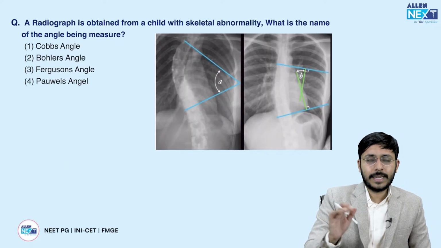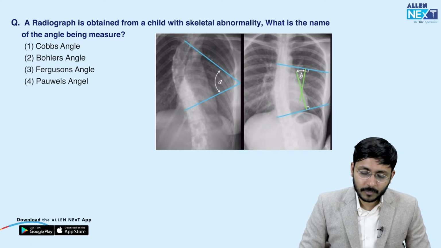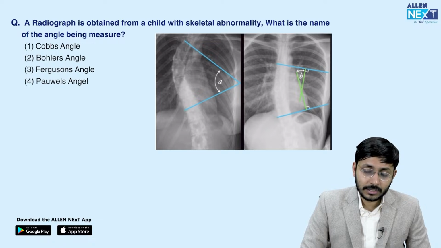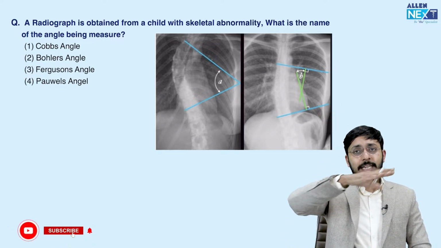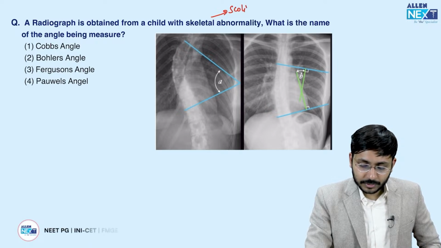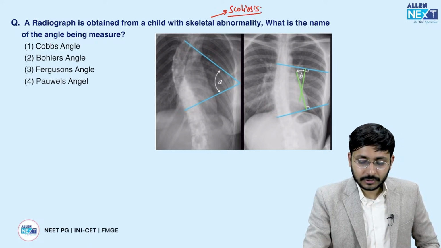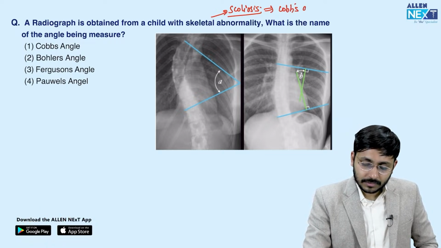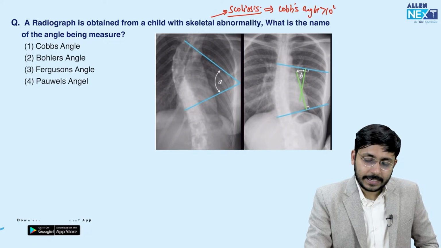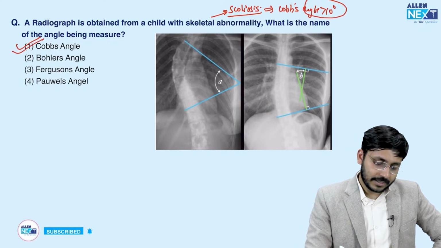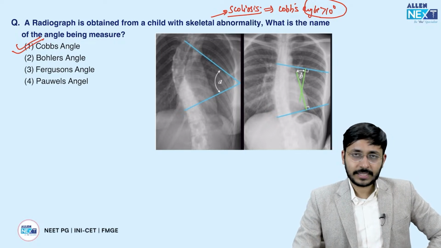Now coming on to the next musculoskeletal radiograph. The radiograph obtained from a child with skeletal abnormality. What is the name of the angle being measured? So first of all, if there is an S-type curvature of the spine, what will be the skeletal abnormality? Yes, it is scoliosis. And scoliosis is defined by Cobb's angle more than 10 degrees. So which angle are we measuring? We are measuring the Cobb's angle.